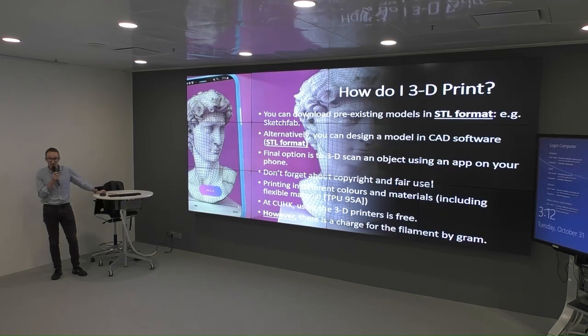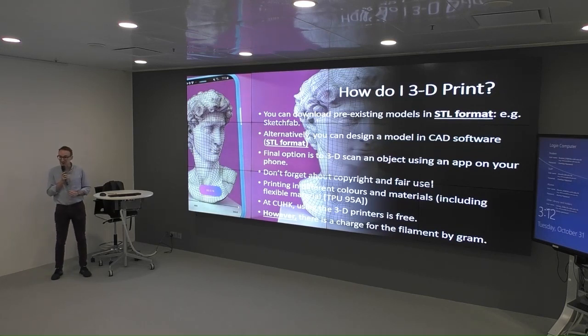There are lots of free as well as paid databases for these kind of models. Sketchfab is probably the most well-known example, and that's the one through which the British Museum objects are available. Alternatively, you can, as it were, draw your 3D model. There are various CAD softwares out there that you can use. Again, as long as it's in the STL format, you can print it out here.